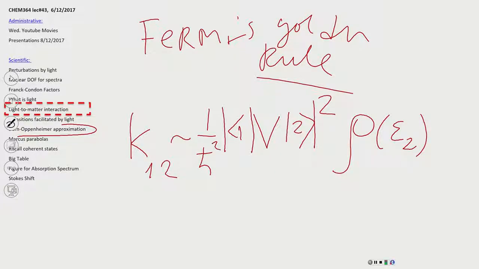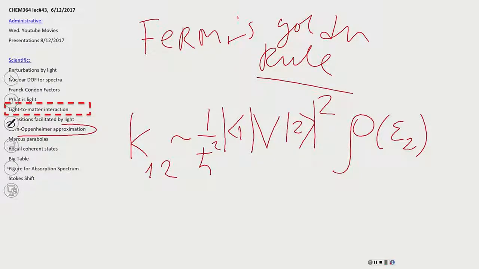Who has ever heard about it? So I will be the first. If there are two quantum states, if there is an interaction that connects them, if there is a matrix element, and there is a density of states for this initial and final, then the rate of transition from state 1 to state 2 will be the matrix element of transition squared times density of states.